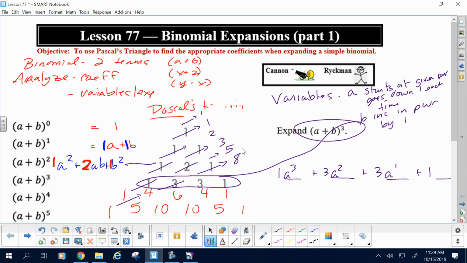So in a plus b cubed, we'll start with no b's. Then we'll get b to the first, and then we'll get b squared, and we'll end at b cubed. You avoid all that a plus b cubed stuff, or a plus b times a plus b times a plus b stuff. You with me? So coefficients, a exponents go down, b exponents go up.